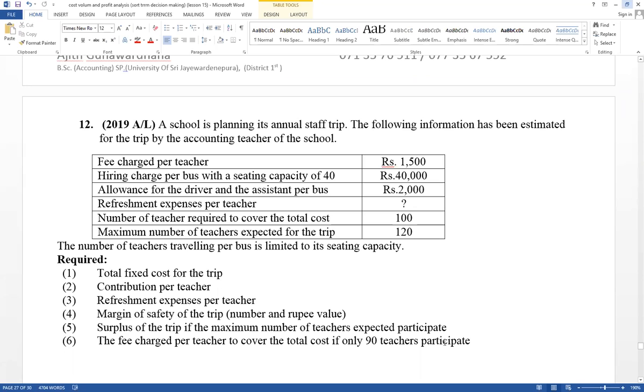Same requirements. Before answer the question, you have to recognize total fixed cost. Total variable cost also not given. There's total variable cost per unit. Replacement cost, that is a variable cost. Vary with number of teachers but not given value. First one, try to calculate total fixed cost. And break-even point quantity also given. This is a break-even point quantity. BEP quantity is given.